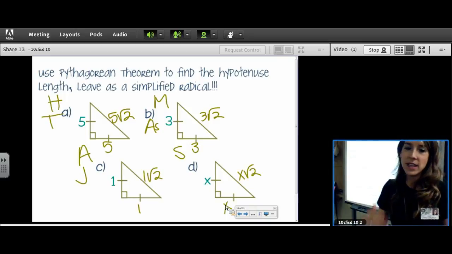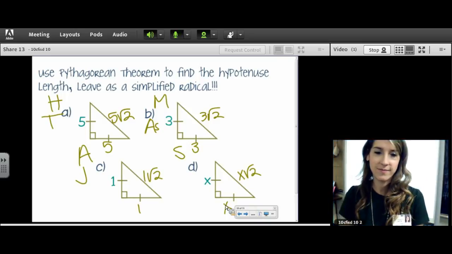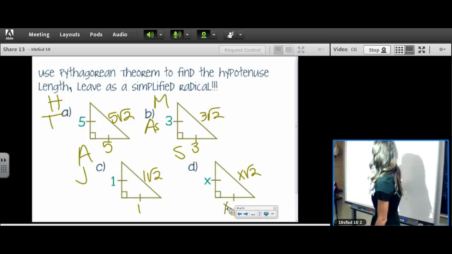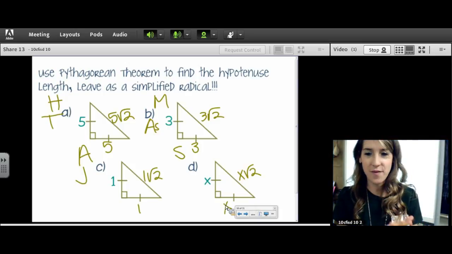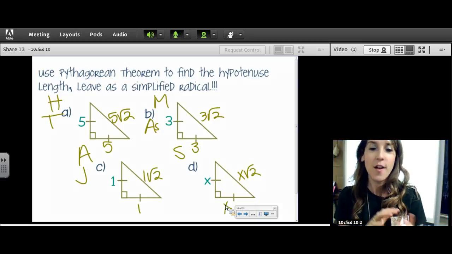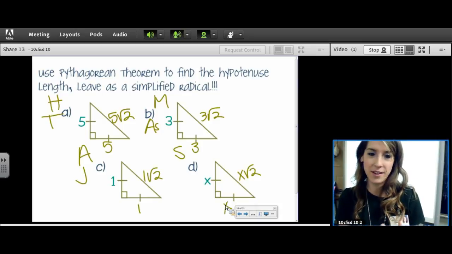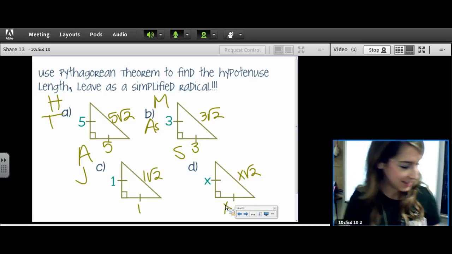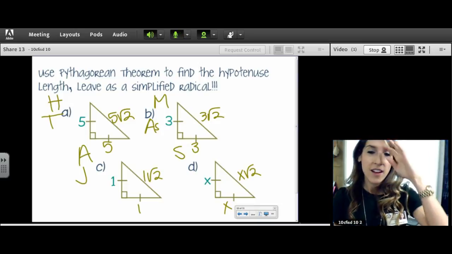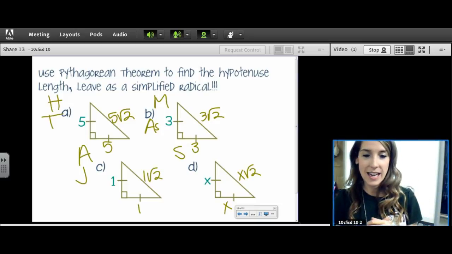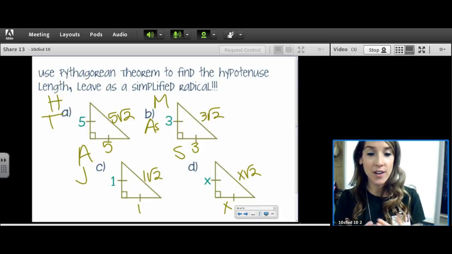Oh my goodness, what do you see? Pineapple, pineapple, pineapple, butterfly. Right? 5, 5, 5 root 2. 3, 3, 3 root 2. 1, 1, 1 root 2. X, X, X root 2. This is not a coincidence. It happens every time. It's a pattern for 45, 45, 90 triangles.